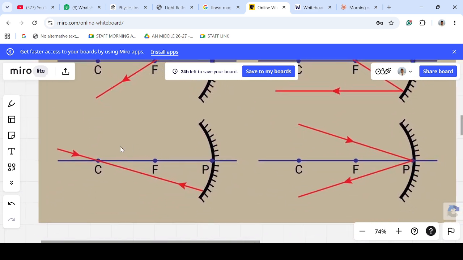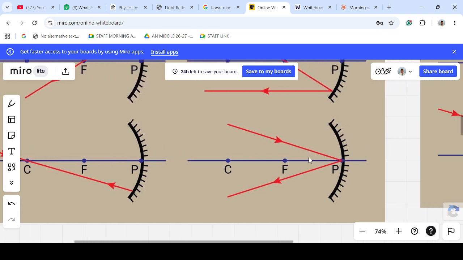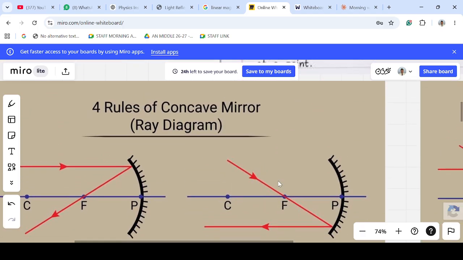Case 3, when a ray of light is passing through the center of curvature, it emerges back in the same direction, and the reflected ray will also pass through the center of curvature. Case 4, suppose at a particular angle a ray of light is falling onto the pole. Make a note, it will reflect with the same angle. So the angle of incidence and angle of reflection of this ray of light will be the same. These are the scenarios you can find in a concave mirror, that is the rules.